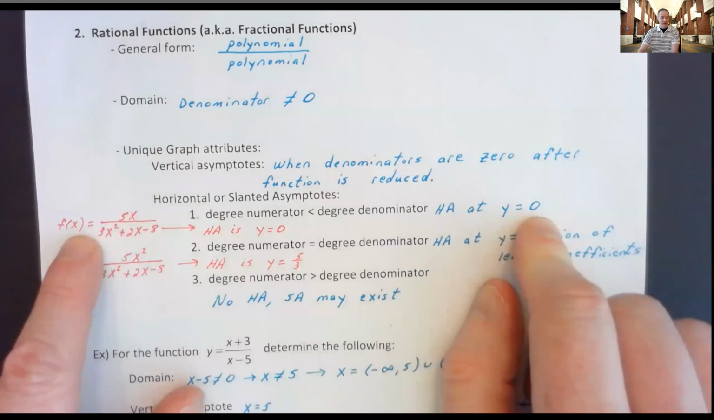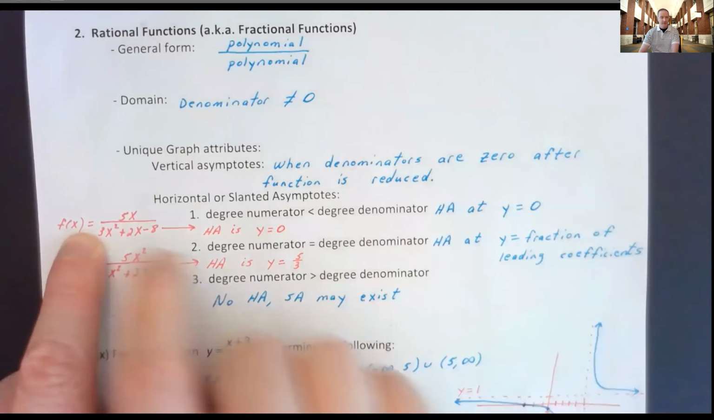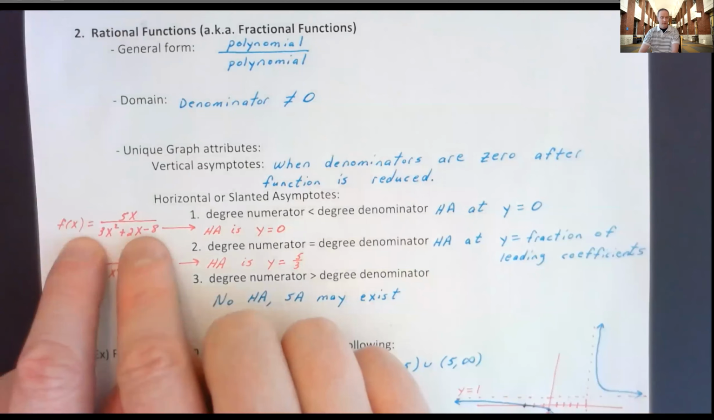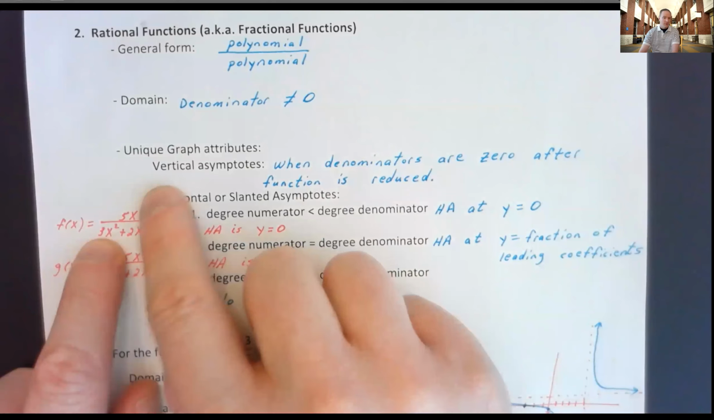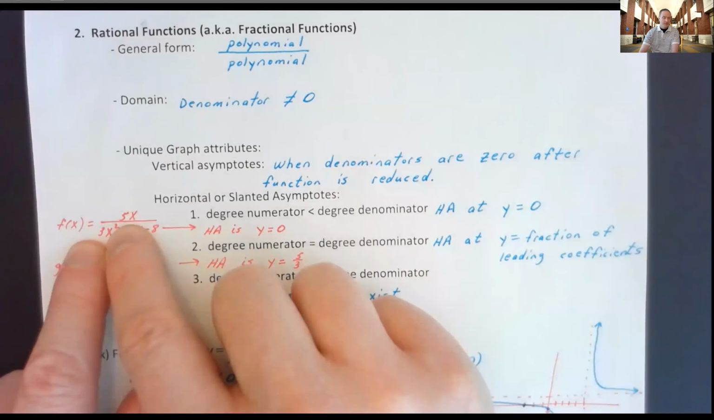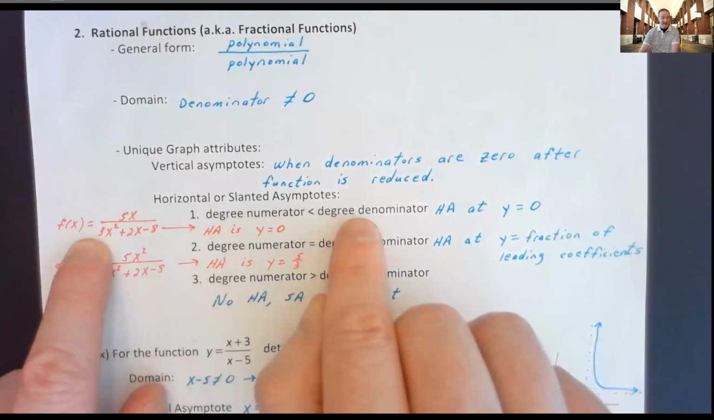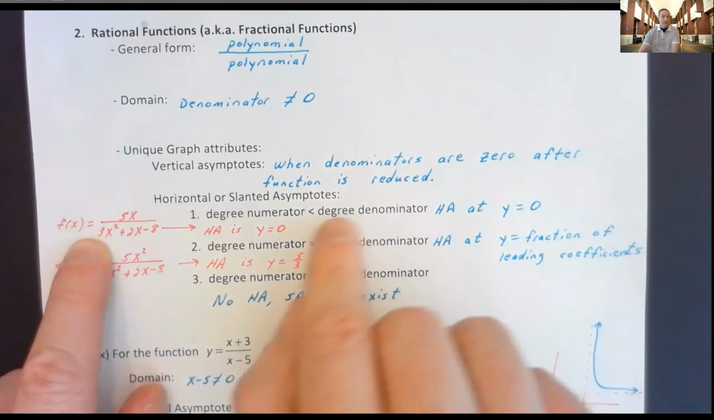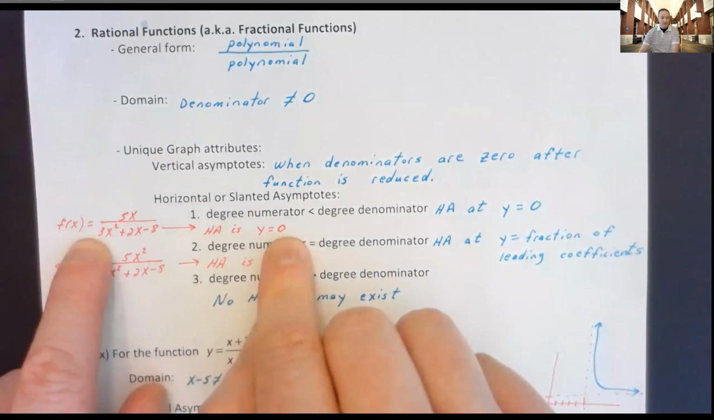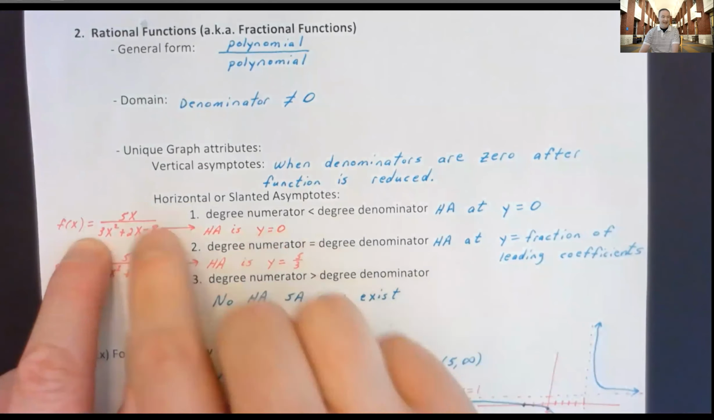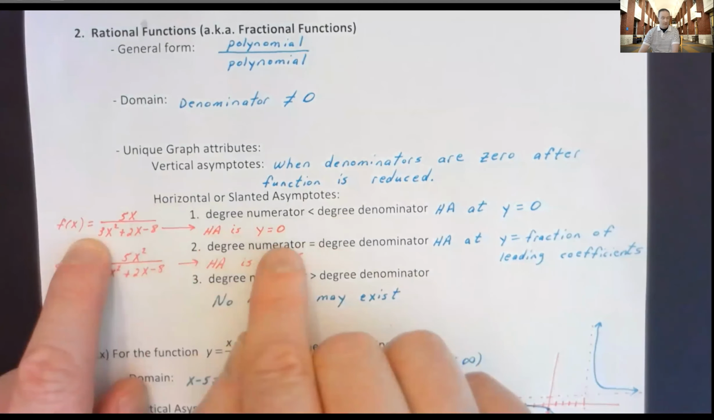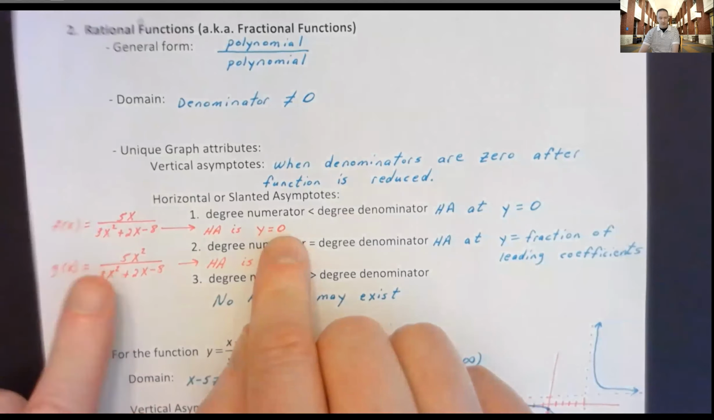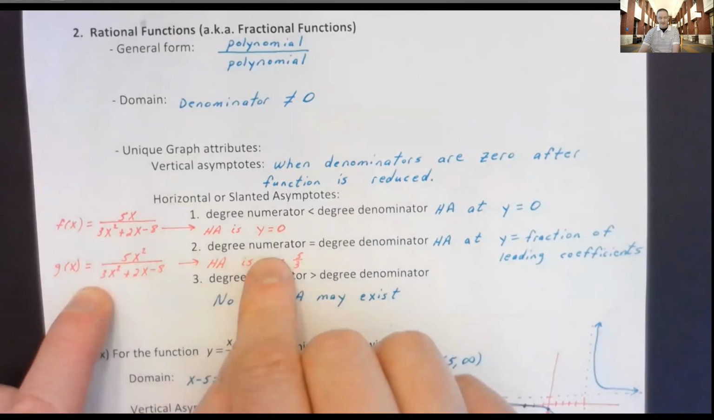I put an example over here. What if f(x) is equal to 5x over 3x squared plus 2x minus 8? Please notice, the degree of the numerator is 1, the degree of the denominator is 2. Every single solitary time the degree of the numerator is less than the degree of the denominator, you're going to have a horizontal asymptote at 0. It's not just unique to that problem. Every time the degree of the denominator exceeds that of the numerator, you're going to have a horizontal asymptote at y equals 0.